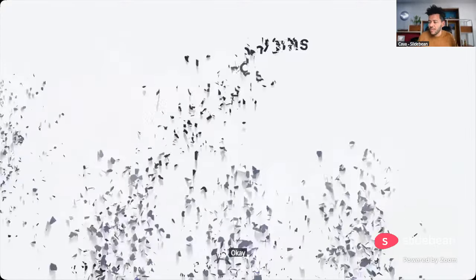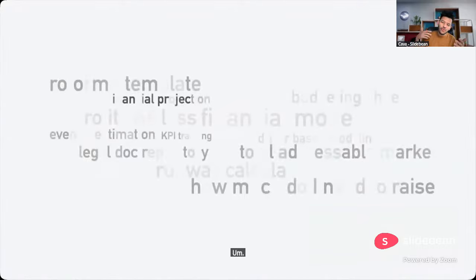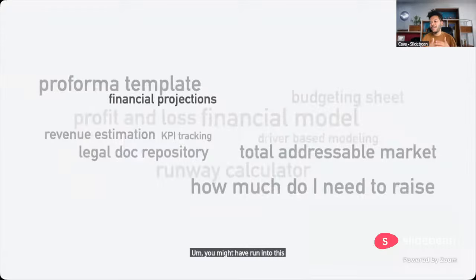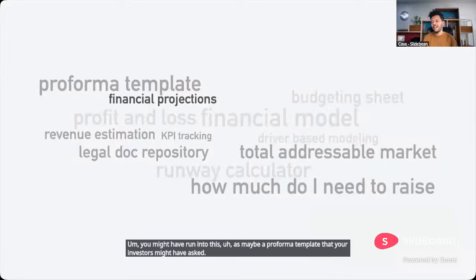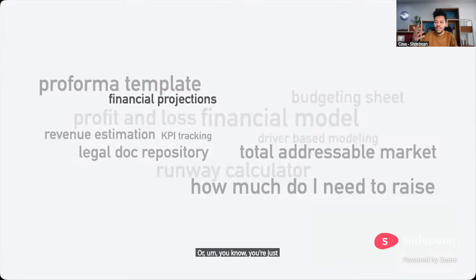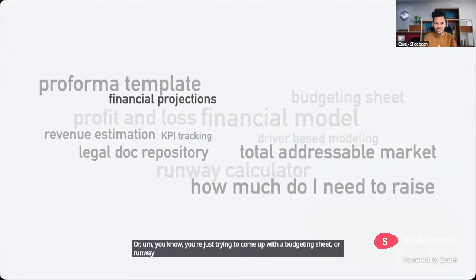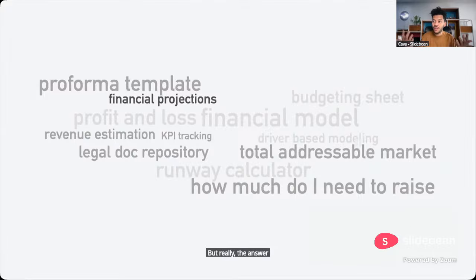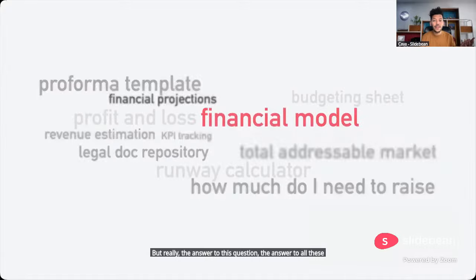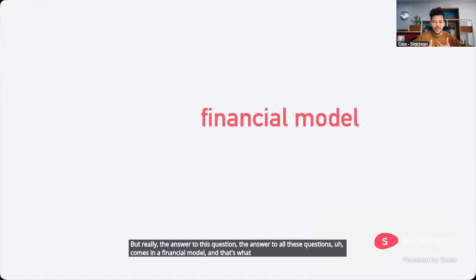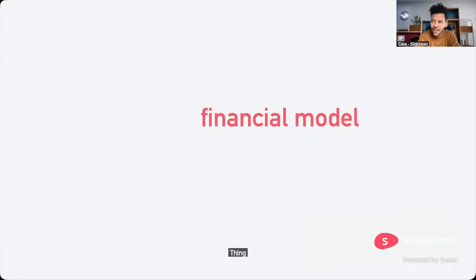Okay, so really the solution to all of this, you might have run into this as a pro forma template that your investors asked for, or you're just trying to come up with a budgeting sheet or runway calculator, maybe you've Googled one of those. But really, the answer to all of these questions comes in a financial model. I know it's a mouthful and feels like a finance bro sort of thing, but again, it's not that complicated. So let's demystify financial models a little bit.